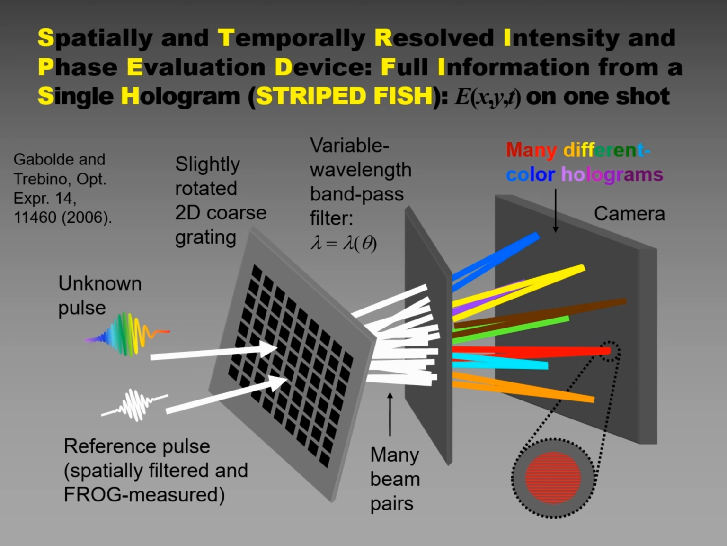STRIPED FISH yields the intensity and phase versus space for all frequencies in the pulse, E of x, y, and omega. Then a diffraction integral yields the z-dependence, and finally, inverse Fourier transforming this result yields E of x, y, z, and t. So STRIPED FISH yields the complete spatiotemporal intensity and phase in all 4 dimensions on a single shot.